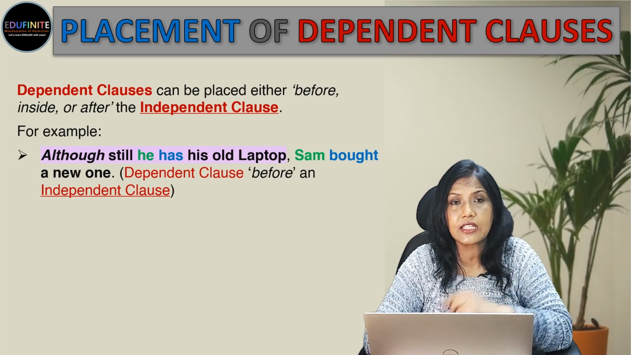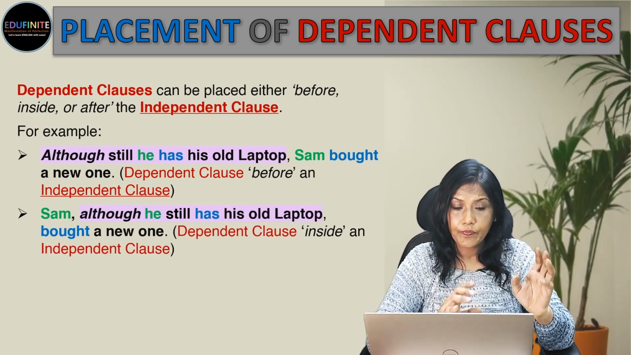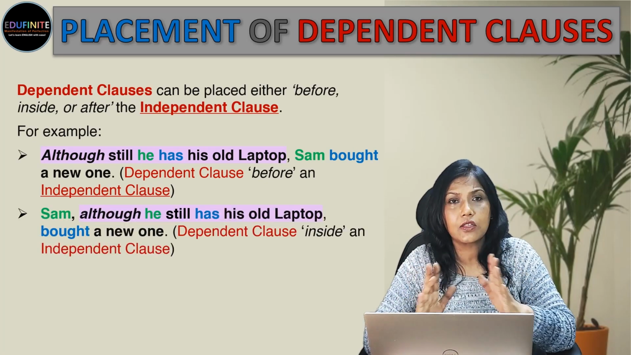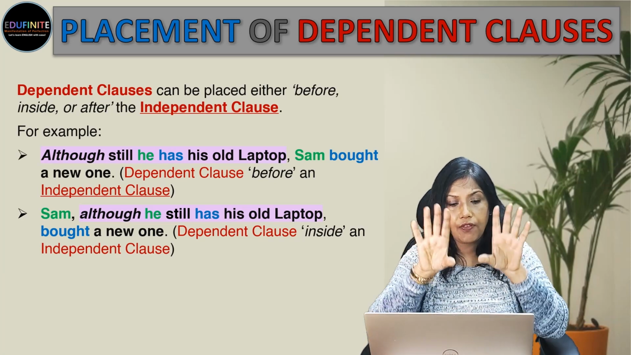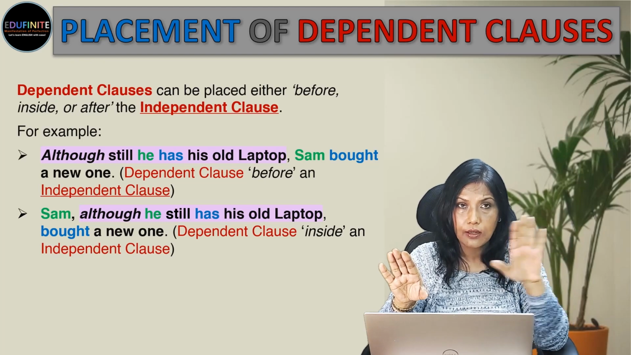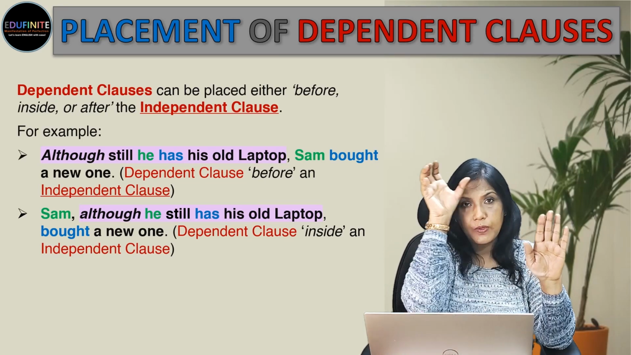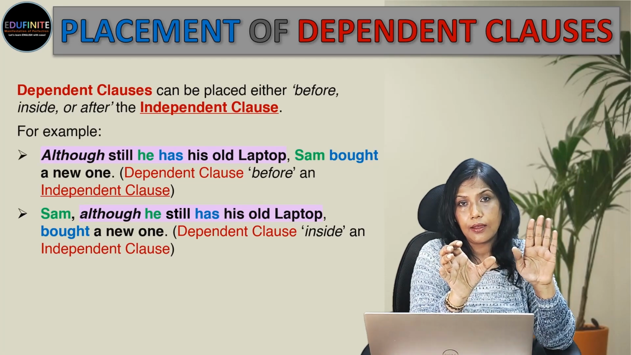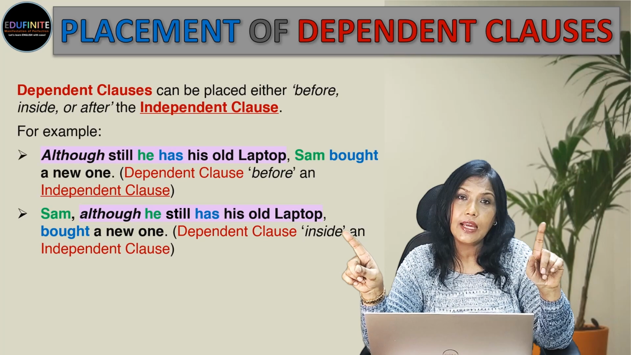Now, in the next sentence, we'll insert it inside the independent clause. Sam, although he still has his old laptop, bought a new one. So, what have we done? We have taken the subject of the independent clause, and after the subject, inserted the subordinate clause and then completed the independent clause.